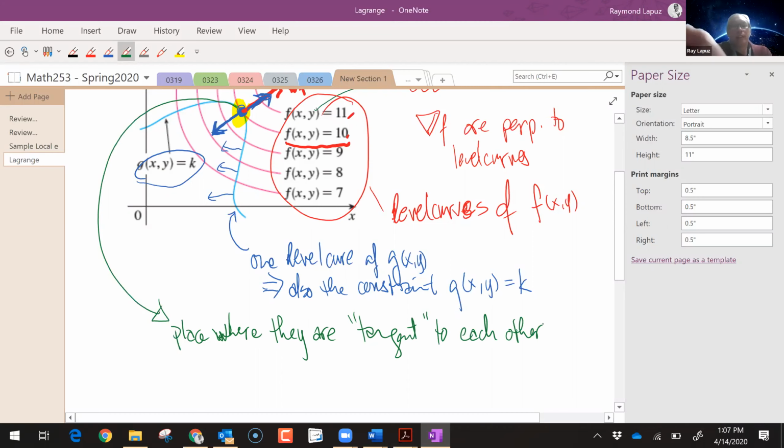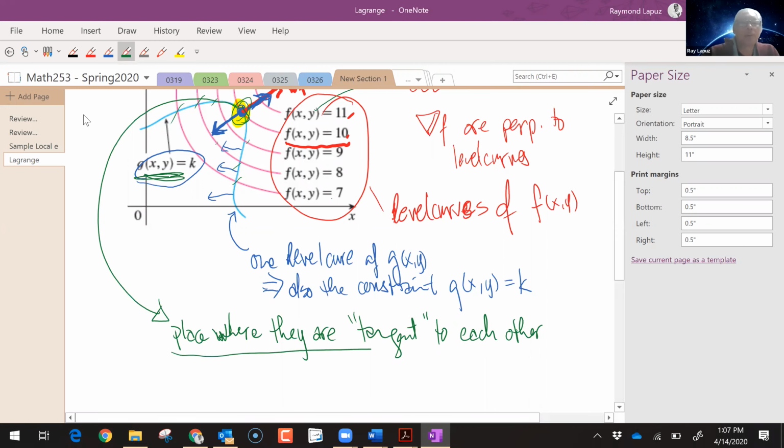And looking at this, it looks like the g of x exists here at levels 7, 8, 9, and then this is 10 at this point where they're tangent to each other. And if I keep going on that g curve, it's going to go back down in level. So in this case, it must be a maximum.